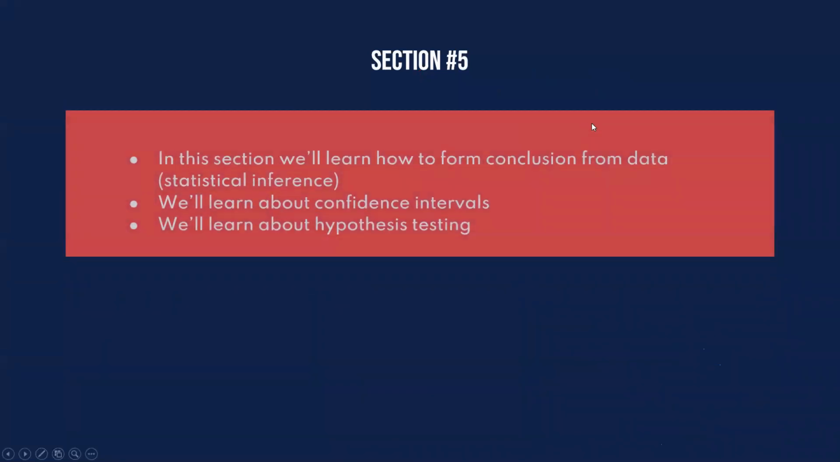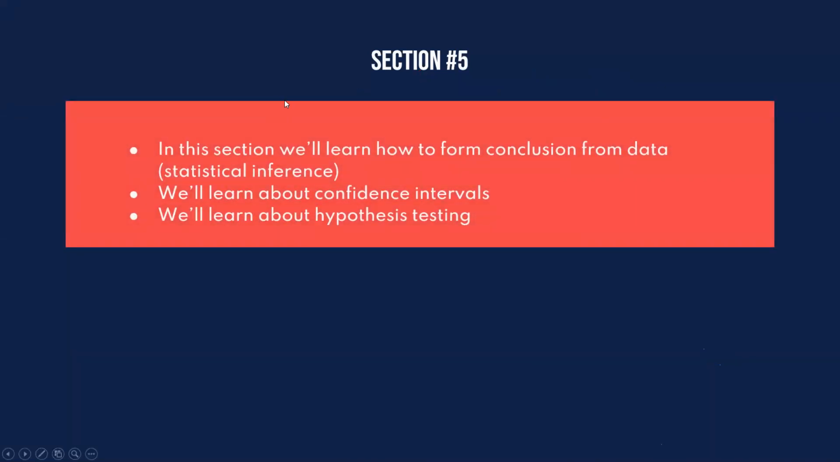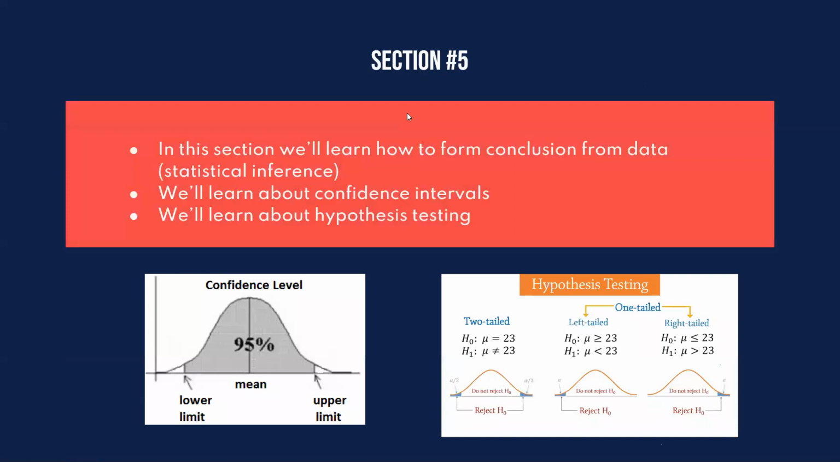then the last section we're going to cover is section 5, and here we're going to learn how to form conclusions from data. This is called statistical inference, and there are 2 main topics we're going to learn in this section: confidence intervals and hypothesis testing. And you all have actually seen confidence intervals before and maybe not realized it.